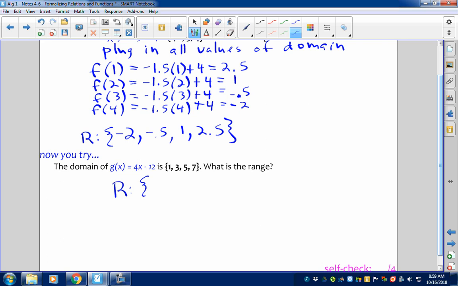-8, right? So -8 first. If I plug 3 in, I get 4 times 3 is 12, minus 12 is 0. So I have -8, 0, and then plug in 5. 4 times 5 is 20. 20 minus 12 is 8, and then plug in 7. 4 times 7 is 28. Minus 12 is 16. So that's all that I need. I'm just asking, what is the range? What do you get when you plug in those 4 numbers of the domain? Okay, so we're just plugging them in. And of course, this up here would be the work, if you're going to show what you're doing.